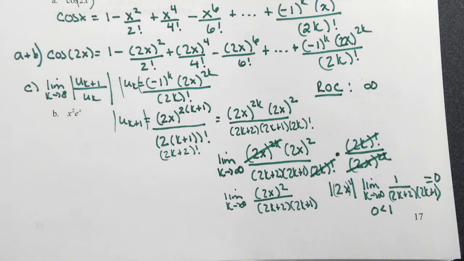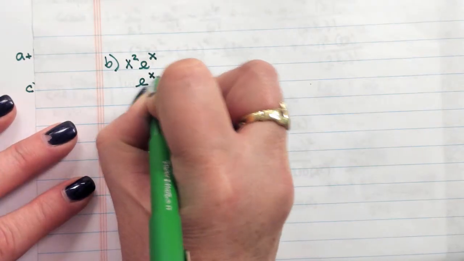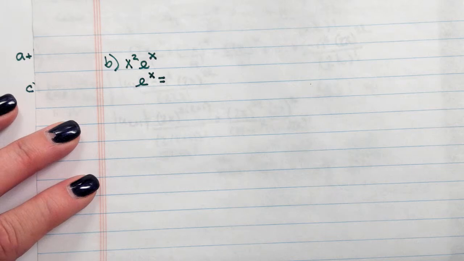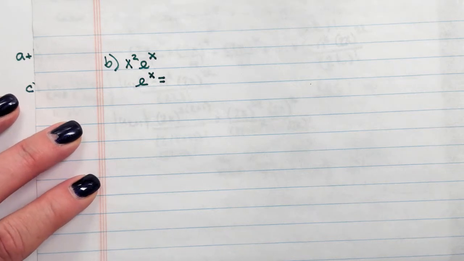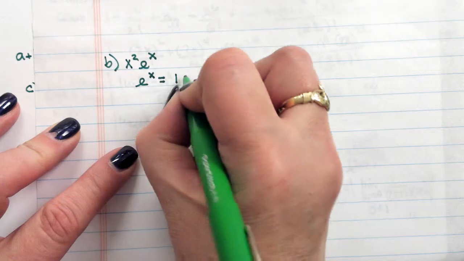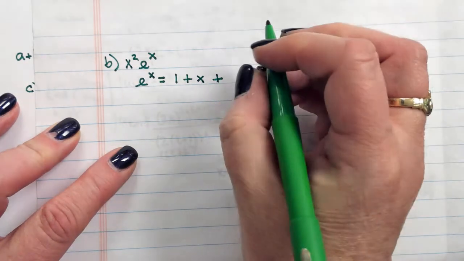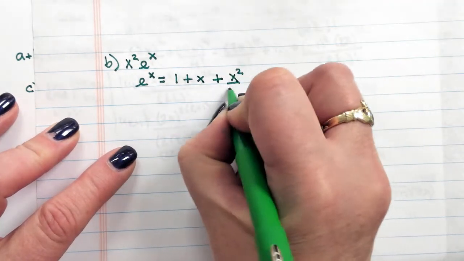Let's take a look at part B. I'm going to get out a separate sheet of paper since I used almost that whole sheet on that problem. So for part B, we have x squared times e to the x. Well, first of all, e to the x is a very common Maclaurin polynomial you should have memorized. Remember, e to the x is going to be your 1 plus x plus what? It's going to be your x squared over 2 factorial.